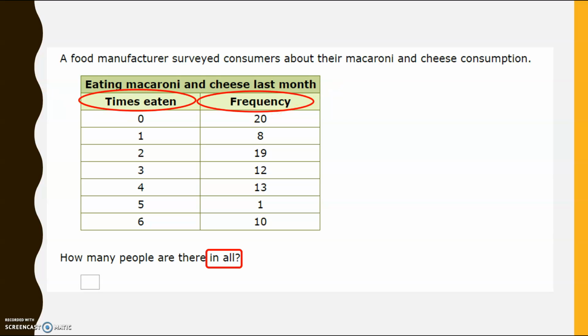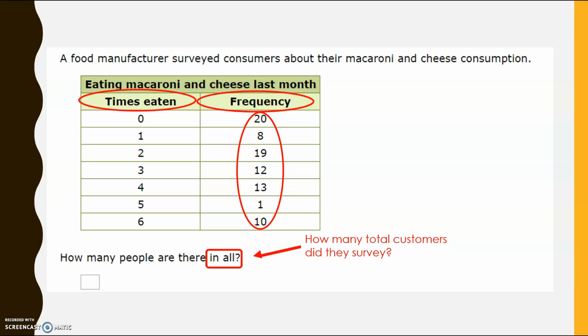For this question, we have to answer how many people are there in all. That means how many total customers did they survey? Do you have any ideas about how we could get the answer? For this one, we have to add up all of the frequencies in the second column. So if we add up 20 plus 8 plus 19 plus 12 plus 13 plus 1 plus 10, we get 83 total customers. That's how many people there are in all. That's our answer to the question.